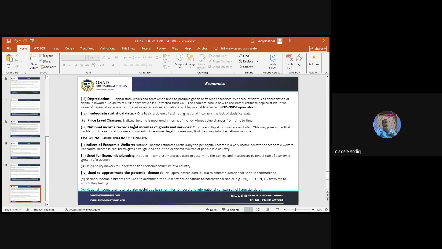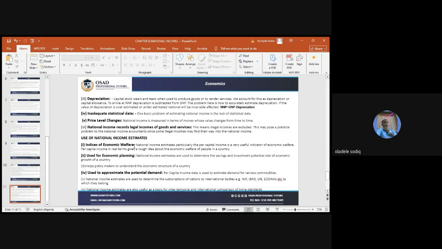So some of them are recorded as part of national income. So it creates a problem. So then what are the uses? I don't look at the problems. We also look at the uses, or what are the uses of national income. Number one, it is used as an indication of economic welfare.